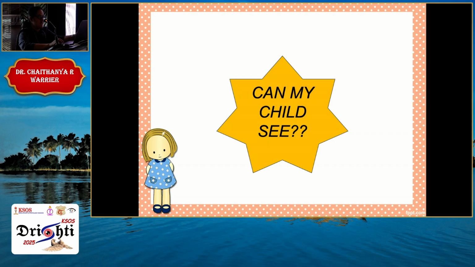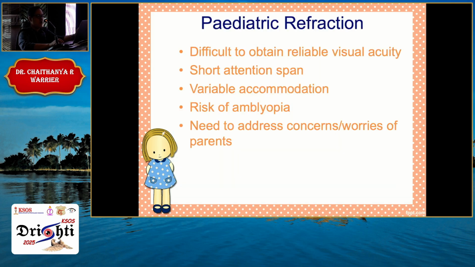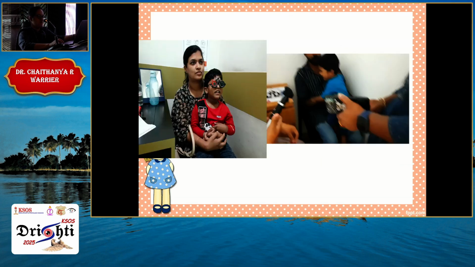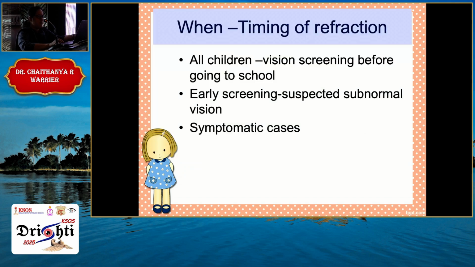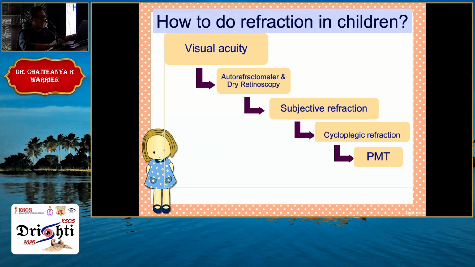Can my child see is a very difficult question to answer. For that we need to go through the development of vision and also do a proper refraction in the pediatric population that should be very fast and accurate. Sometimes our refraction room will be quiet as in the first picture or like the second picture. The timing of refraction should be at least before going to school, and children who are symptomatic need early intervention.